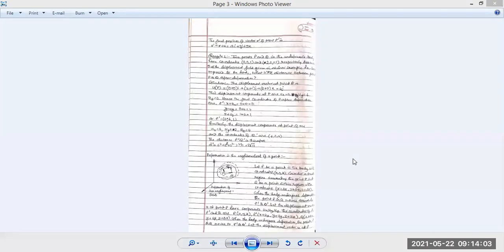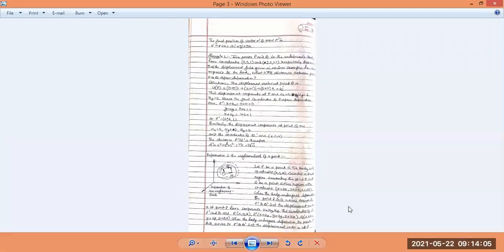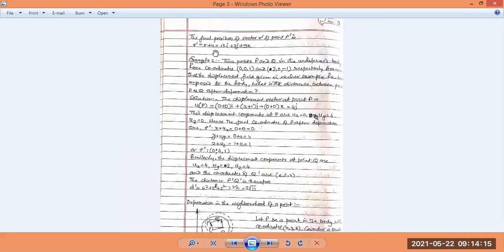Now let us come to today's lesson. Here the problem takes this form by adding r and u: 13i plus 2j plus 9k. And if you want to know the coordinates of this point r dash, then it will be (13, 2, 9).